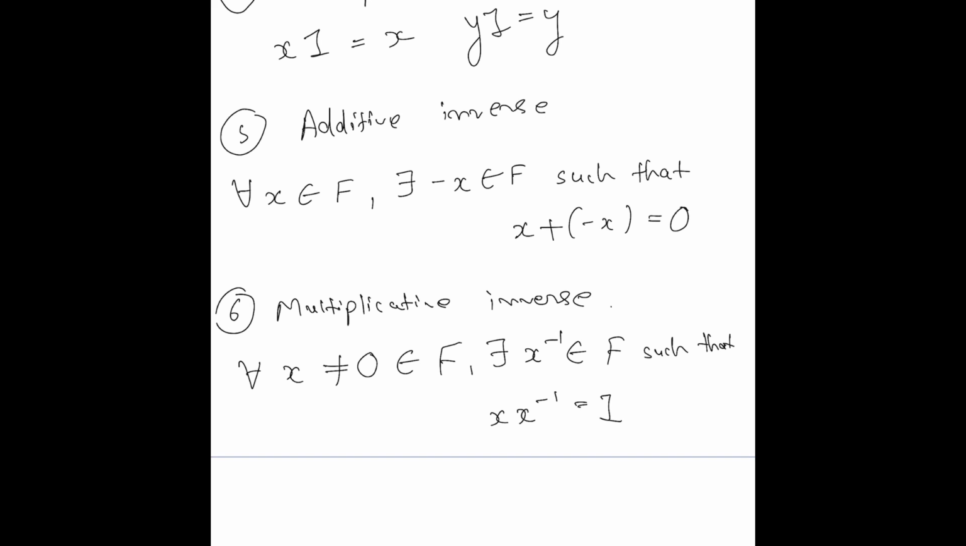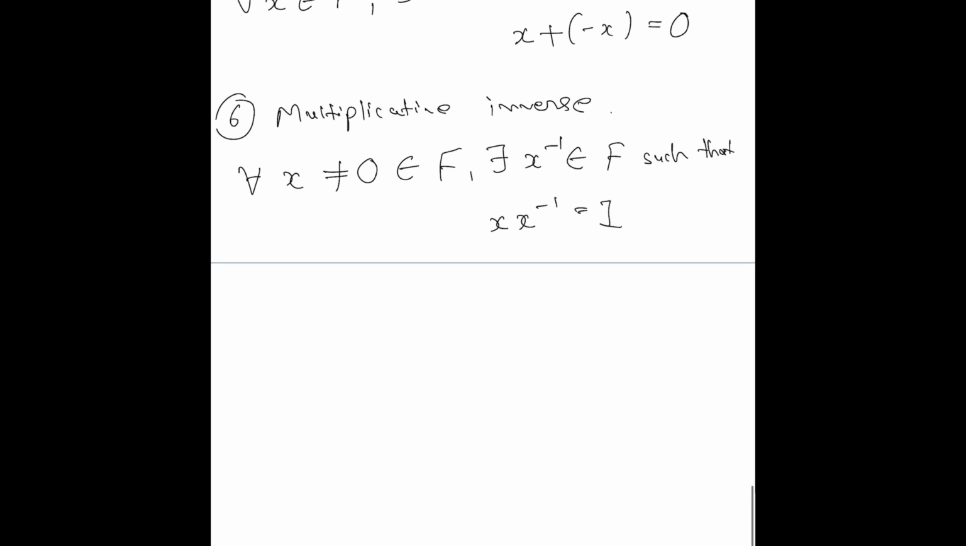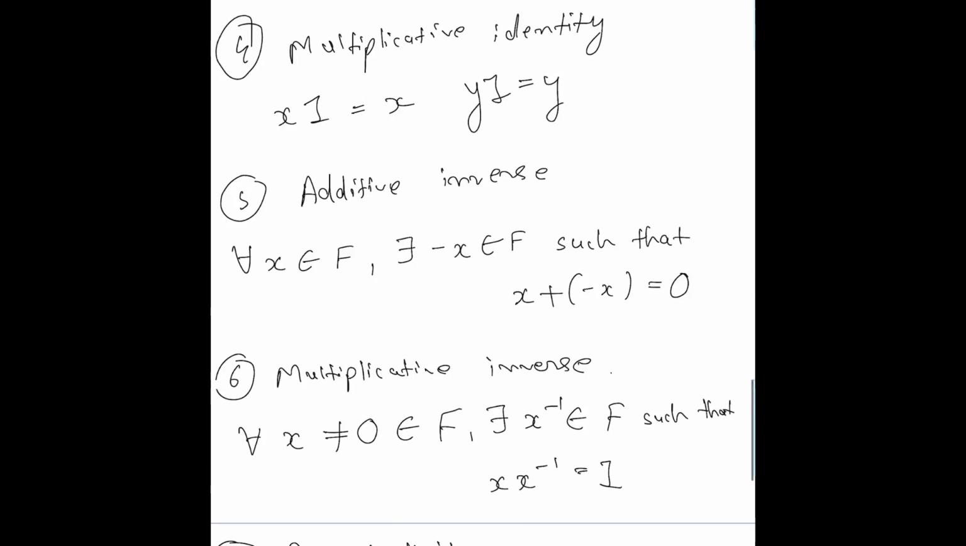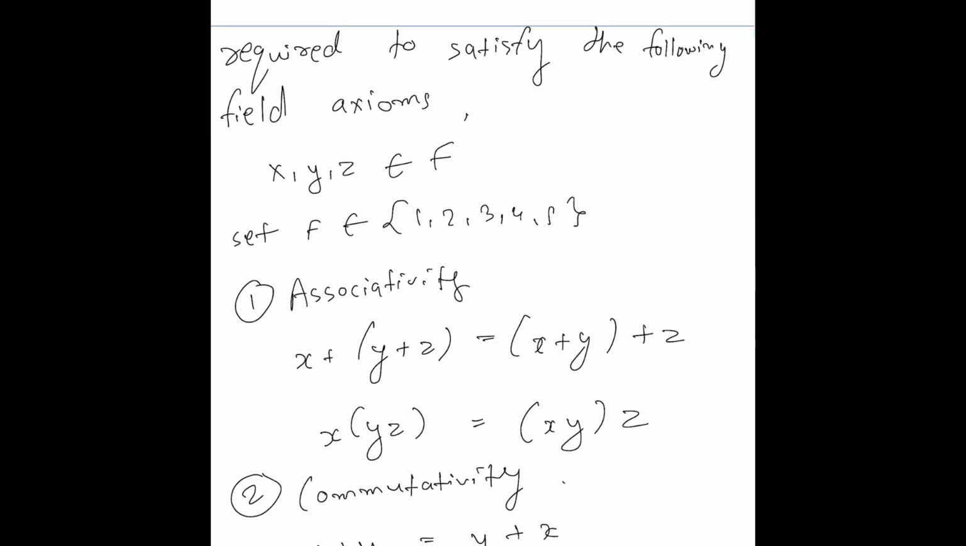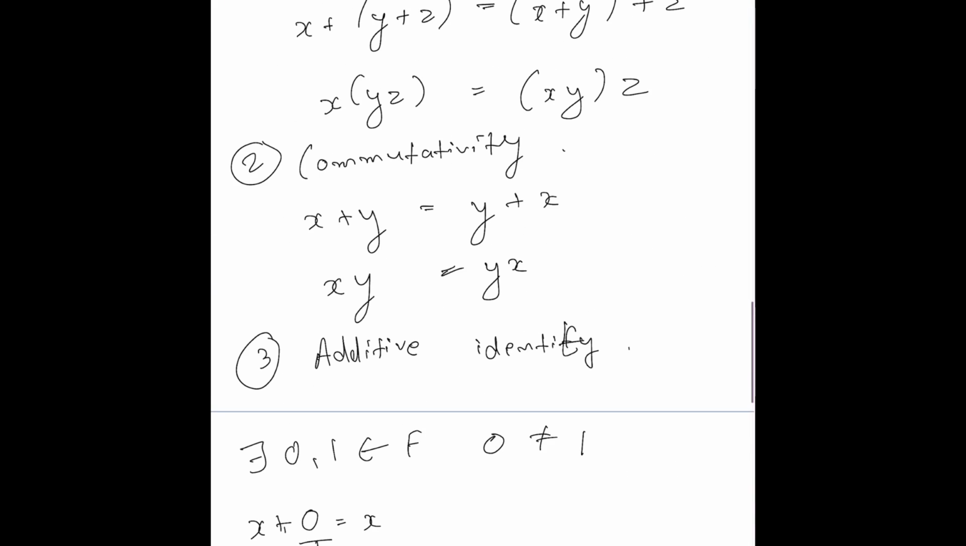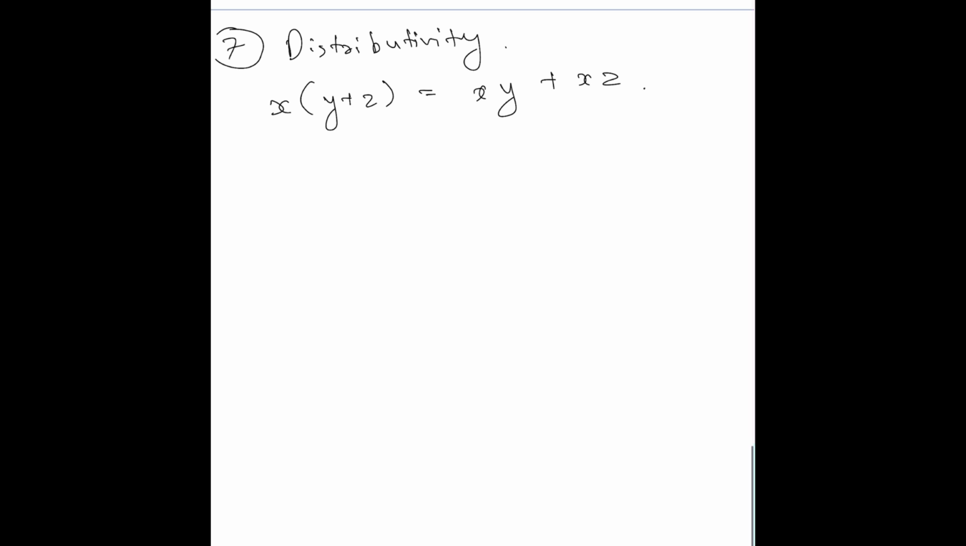Now the last axiom is distributivity. We have x multiplied by (y plus z), which we can write as xy plus xz. So this is distributivity. If a set satisfies all these axioms, we can say that set is a field. Let's go with examples. The set of all real numbers is a field. The set of complex numbers is a field.